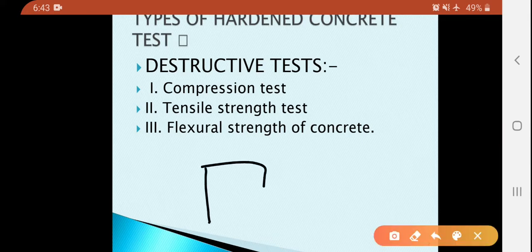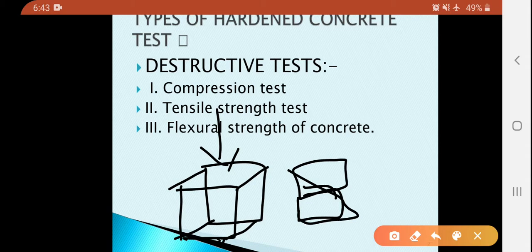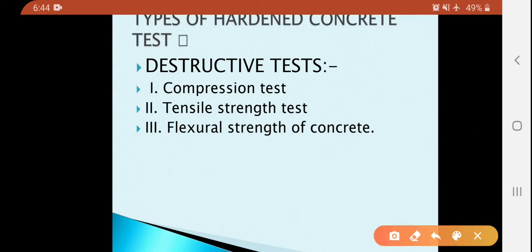Assume we have one concrete block. When it is subjected to a destructive test, the shape of the block is lost like this. We cannot maintain the actual size and shape of the concrete. First one, compression test. Second one, tensile strength test. Third one, flexural strength test.